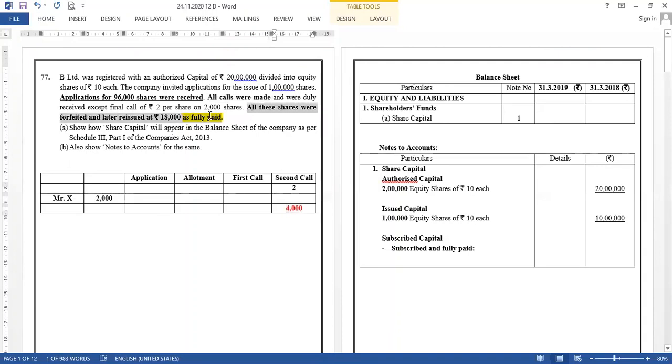All these shares were forfeited and later reissued. Forfeit bhi kar liya, reissue bhi kar liya. Because there was calls in arrears, the shares were forfeited. And once the shares are forfeited, the company has reissued also. So again, 3 steps, if you remember, calls in arrears, forfeiture, reissue. So if there is a reissue of the forfeited shares, there is no need to write anything for calls in arrears, anything for forfeiture. No need to write. We just need to include the shares reissued, right?